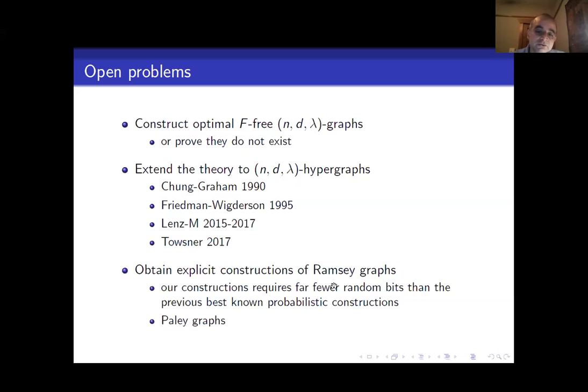And another thing you could do is try to obtain explicit constructions of Ramsey graphs using these methods. Our constructions require far fewer random bits than the previously known probabilistic constructions. So maybe you can make them actually explicit, which would solve another long-standing open problem in Ramsey theory, namely to construct these Ramsey graphs explicitly. So there's a lot to be done, but I guess the main message, the theme of this talk, is that perhaps these pseudo-random graphs are more important than Ramsey graphs. And hopefully that's the message that you've gotten.